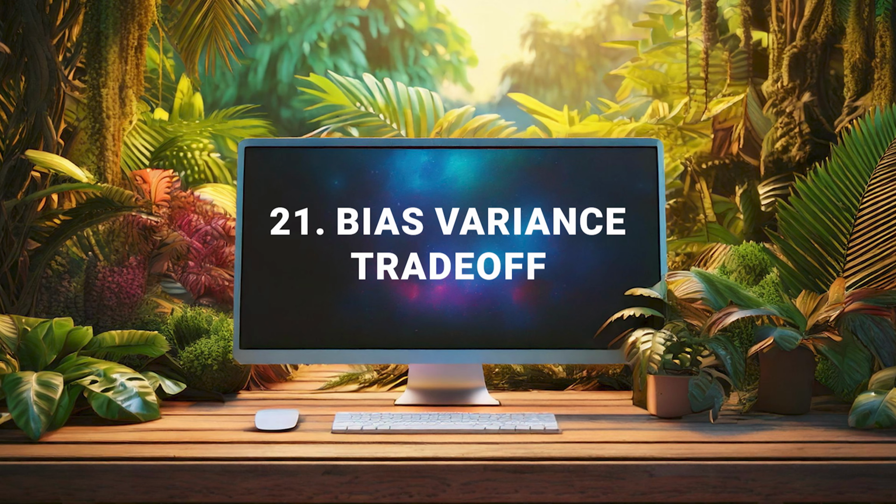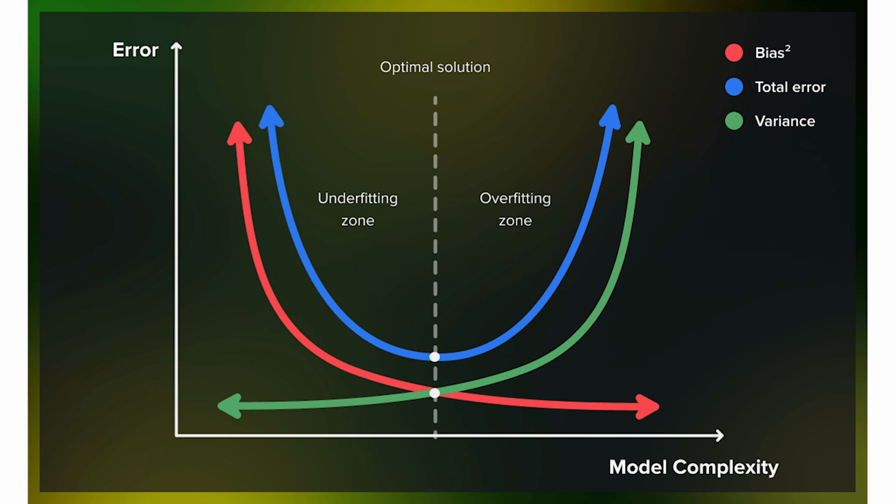The bias-variance trade-off is a fundamental concept in machine learning that describes the tension between a model's ability to minimize bias and variance at the same time. As model complexity increases, bias typically decreases because the model can capture more complex patterns. But variance increases because the model becomes more sensitive to changes in the training data. Conversely, as model complexity decreases, bias increases because the model makes more rigid assumptions, but variance decreases because the model becomes more stable. Finding the sweet spot in this trade-off is crucial.